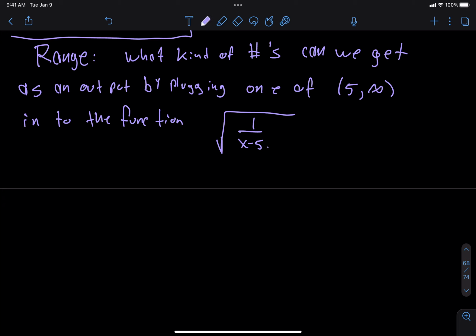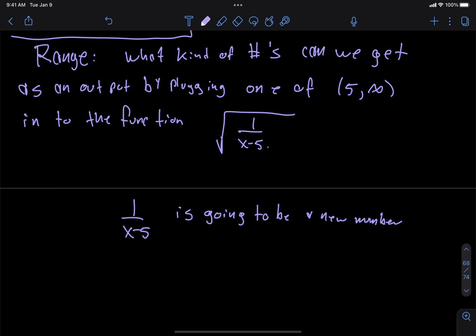So I think 1 over x minus 5 is going to be a number which is larger than 0, because we can never make this number 0 no matter what we plug in for x. The number is always going to be larger than 0 since I'm plugging in a number which is greater than 5. And also it can be as large as we like.